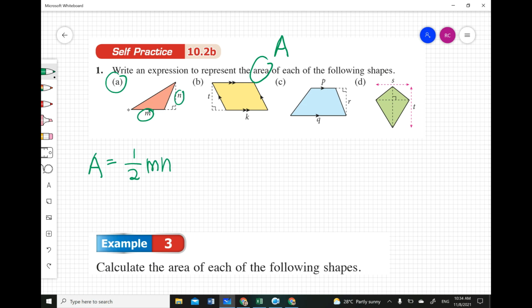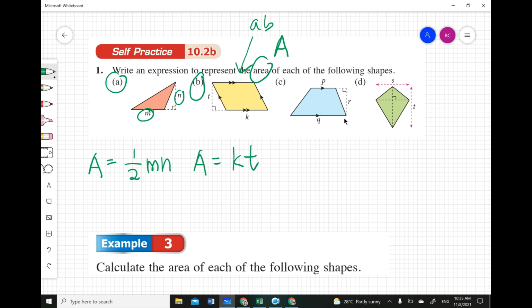Okay, now we look at the parallelogram. Remember the parallelogram, the formula is A times B straight away, right? So now they represent it using other variables over here, just to test your understanding. So how to get the area for the parallelogram over here? K times T. Very good. It is KT.